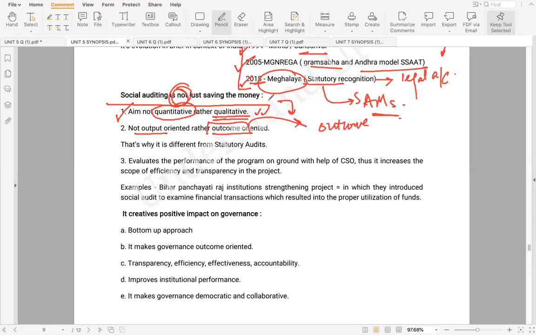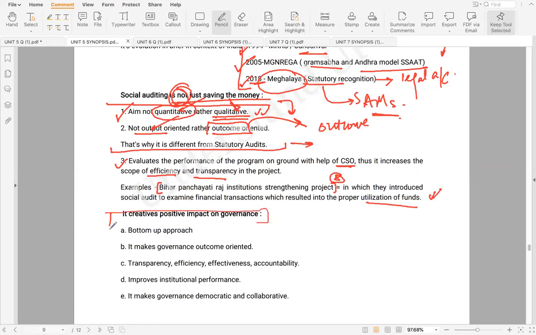So it's not just saving the money. Saving the money would be output orientation, quantity. It's also qualitative. It's also outcome oriented. That is why it is different from statutory audits. It evaluates the performance of the program on ground with the help of CSOs. Thus, it increases the scope of efficiency and transparency. For example, Bihar Panchayati Raj Institution Strengthening Project, in which they introduced social audit to examine financial transactions, which resulted in the proper utilization of funds.